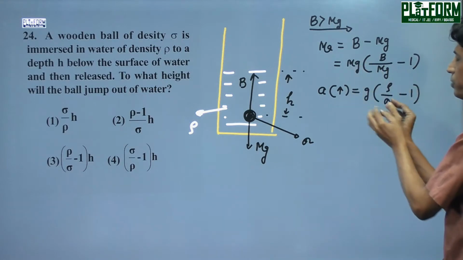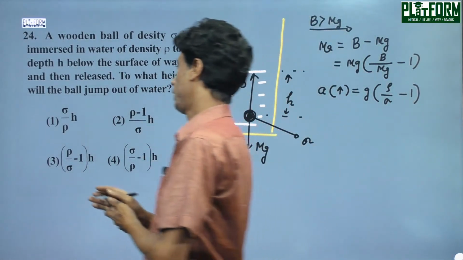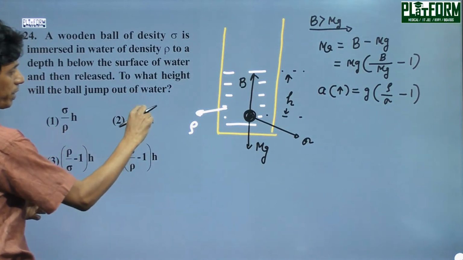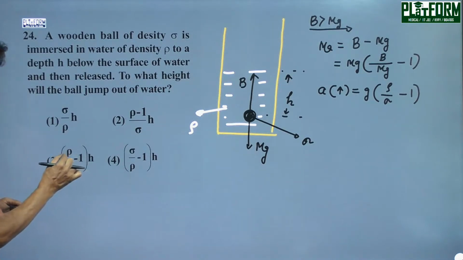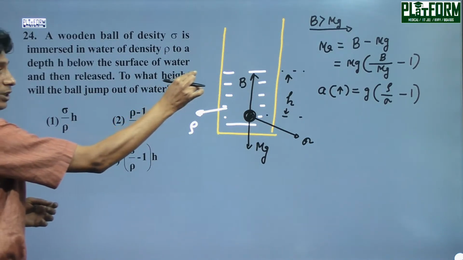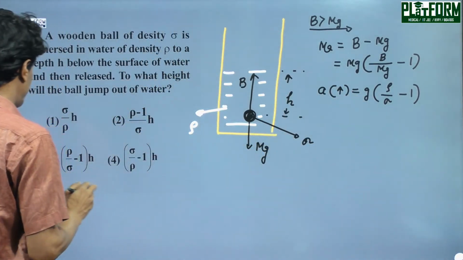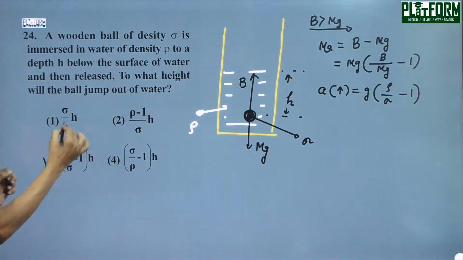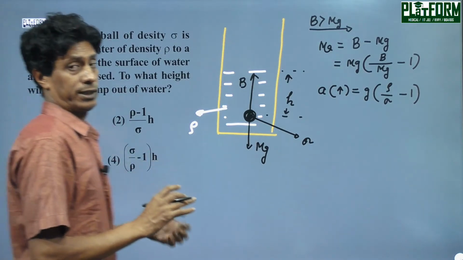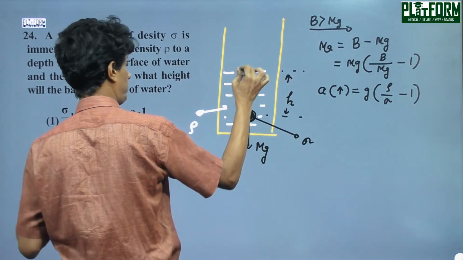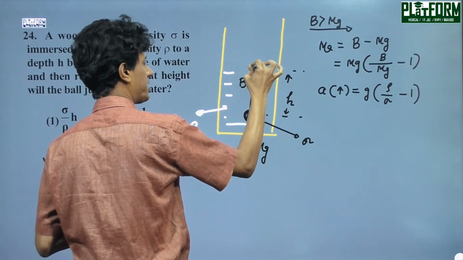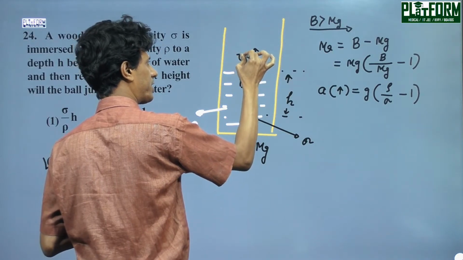If we check the acceleration of the body against the options, option 3 has the important term rho by sigma minus 1 into h. So probably by checking the acceleration only, we can say that 3 is the answer. But if we want to solve the problem, we have to find out the velocity at the surface of water.